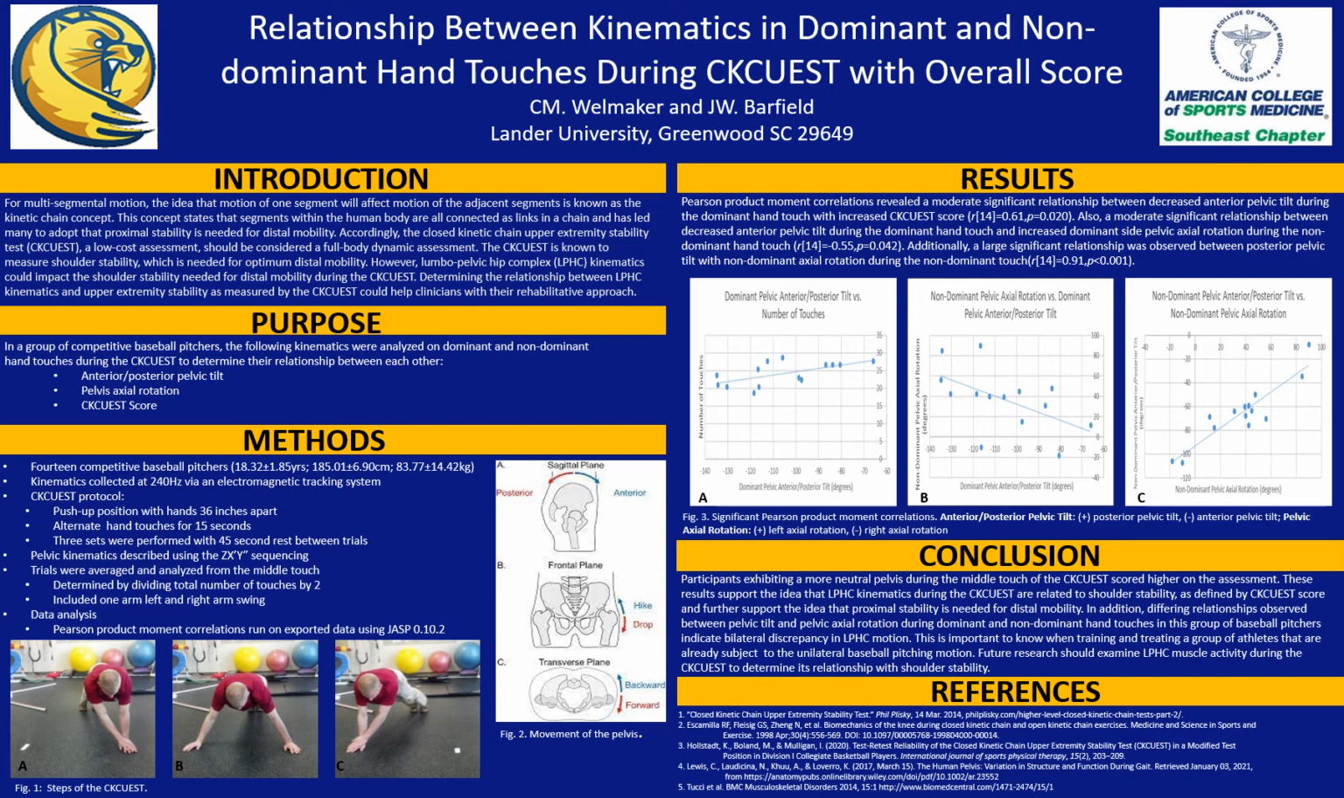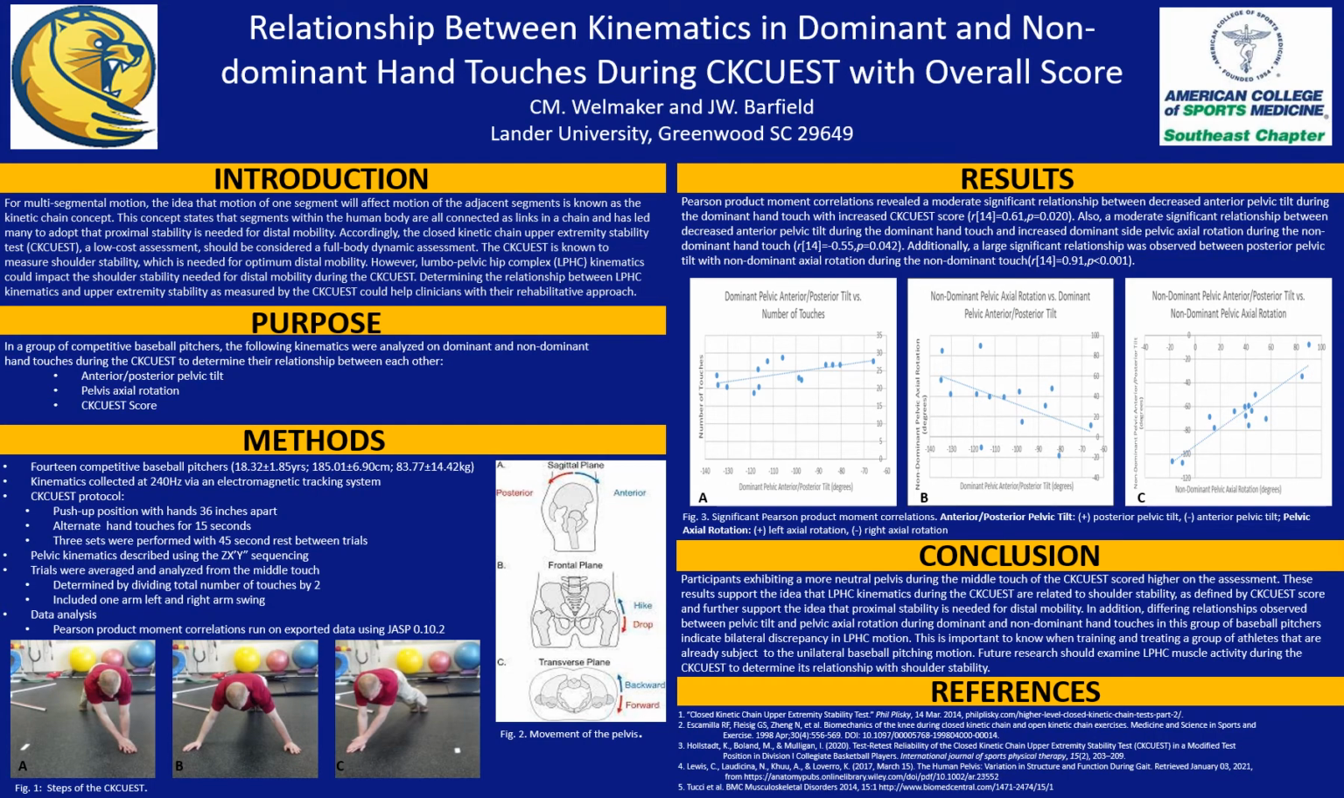During our Pearson correlations, we were able to see a moderate significance between the dominant pelvis anterior-posterior tilts and the number of hand touches, as well as a non-dominant pelvic axial rotation when compared to dominant pelvic anterior-posterior tilt. Both of these correlations can be seen in Figure A and B. Both of these gave us the conclusion that the more neutral position that the pelvis was in during the middle hand touch during the closed kinetic chain upper extremity stability test, the higher the score the athlete had on the assessment.